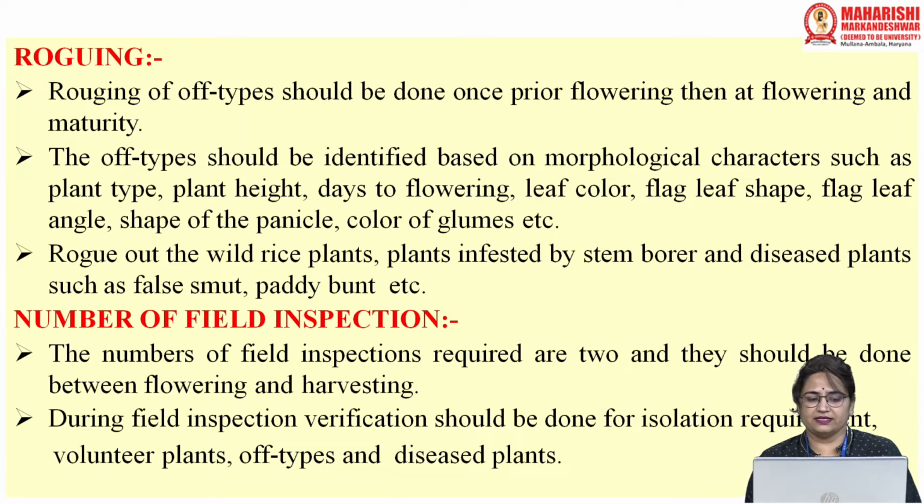Then number of field inspections. The number of field inspections required is 2, and they should be done between flowering and harvesting. Why between flowering and harvesting? Because there is maximum chance of contamination during flowering and harvesting. During field inspection, the verification should be done for isolation requirement, volunteer plants, off types and diseased plants.